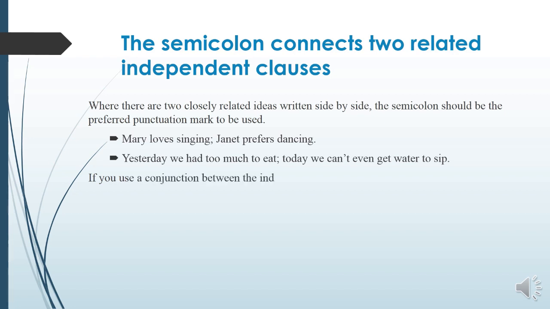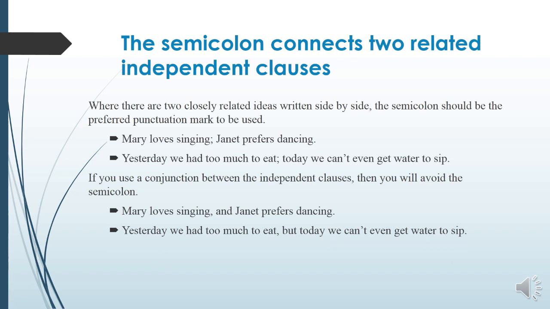If you use a conjunction between the independent clauses, then you will avoid the semicolon. That is, if you use any conjunction after singing in the first example given there, then something will happen to the sentence. What will happen is that you will not need the semicolon there anymore. Let's see that. Mary loves singing and Janet prefers dancing. So you can see the difference.